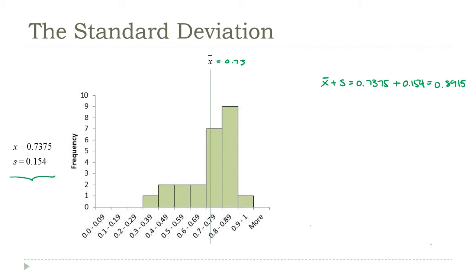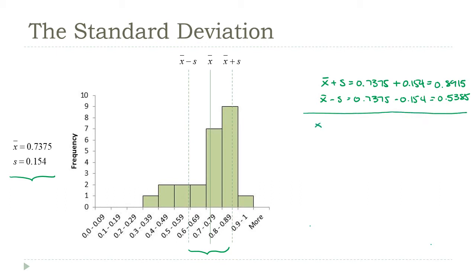And then I'll go the other way, right? I'll calculate one standard deviation down from the mean. That's X bar minus S. That's 0.7375 minus 0.154, which is 0.5835. And you can see those values on the graph here. Okay, so what this is saying is that all of the values between these two bars are within one standard deviation of the mean.